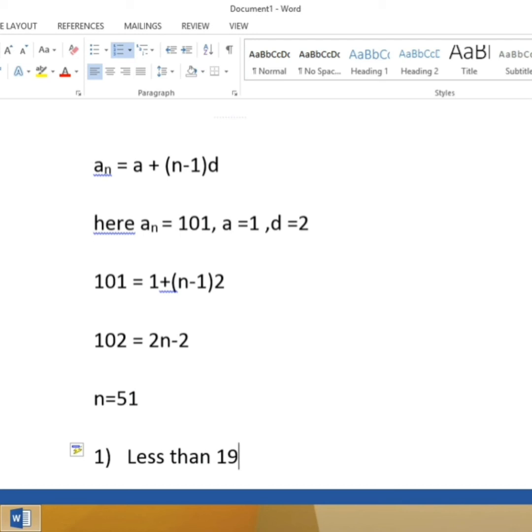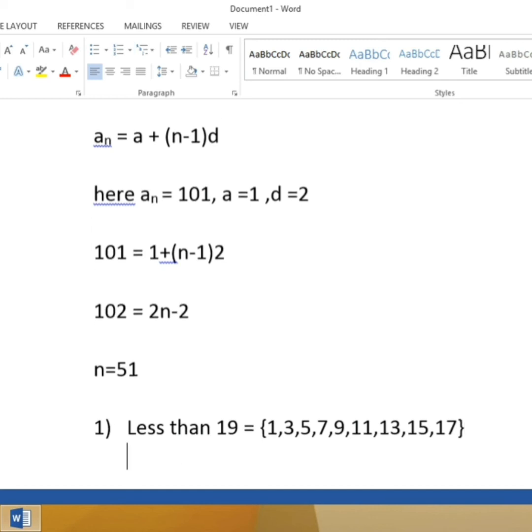The first part of the question is numbers less than 19. That's going to be 1, 3, 5, 7, 9, 11, 13, 15, and 17. So these are the possible outcomes. So the probability of getting a number less than 19 is going to be 9 by 51.